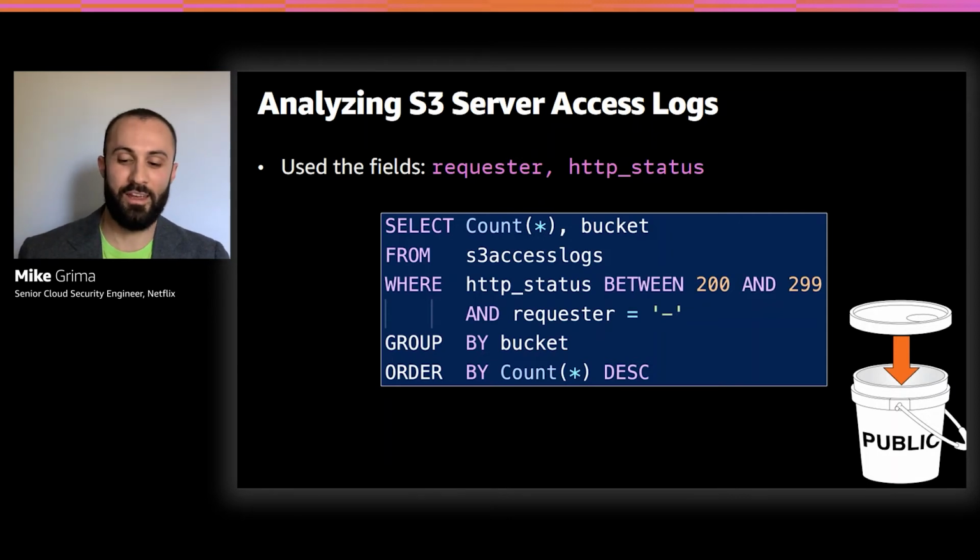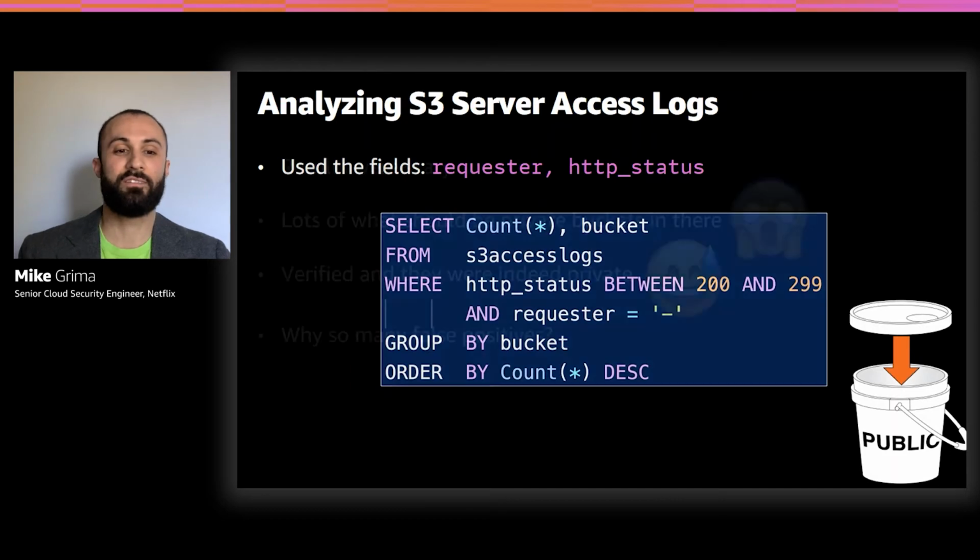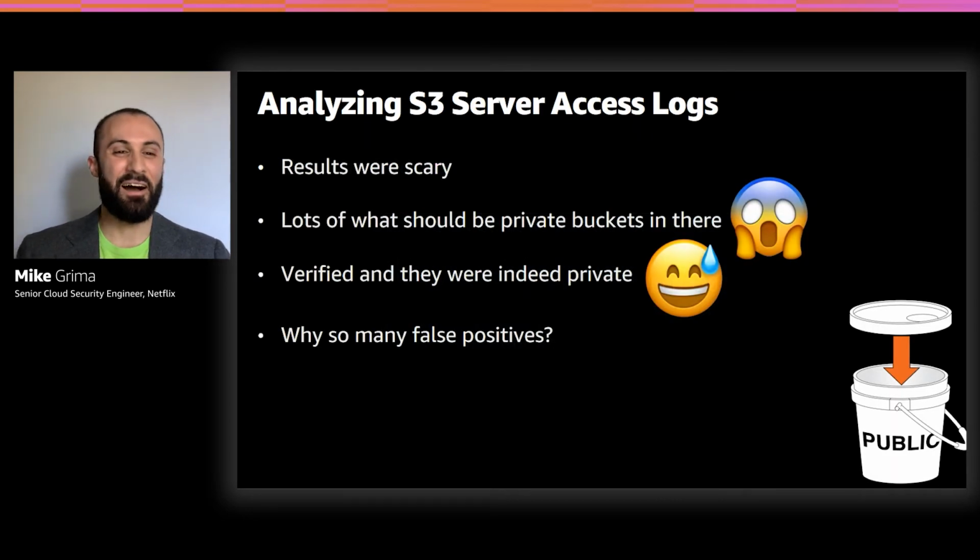This is going to be awesome. So I ran this query, and I was terrified by the results. The results were really scary, and I saw lots of buckets in there that should absolutely not be in there. And I immediately went and I verified the permissions of that bucket, and I verified the permissions of those objects that it said. And I'm like, no, these are private. And I confirmed like 5 times over, this stuff is private. This is not publicly accessible. So why is it showing up in the logs? Why so many false positives?